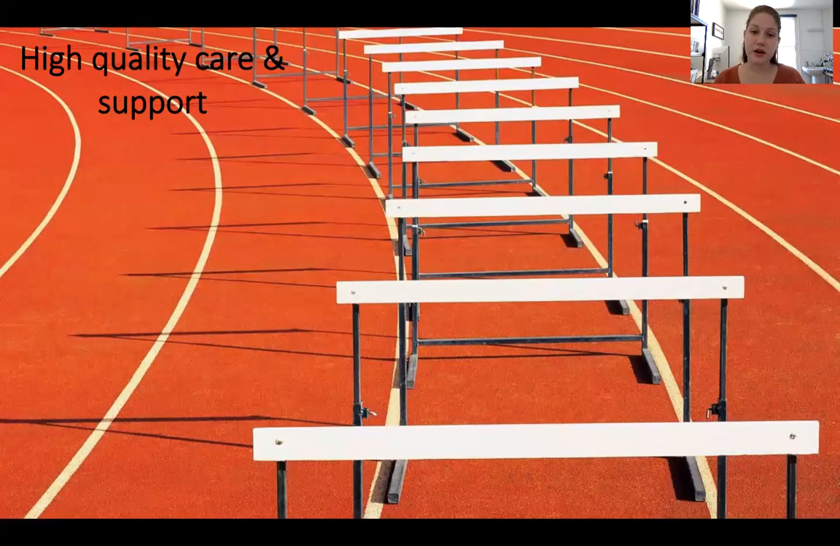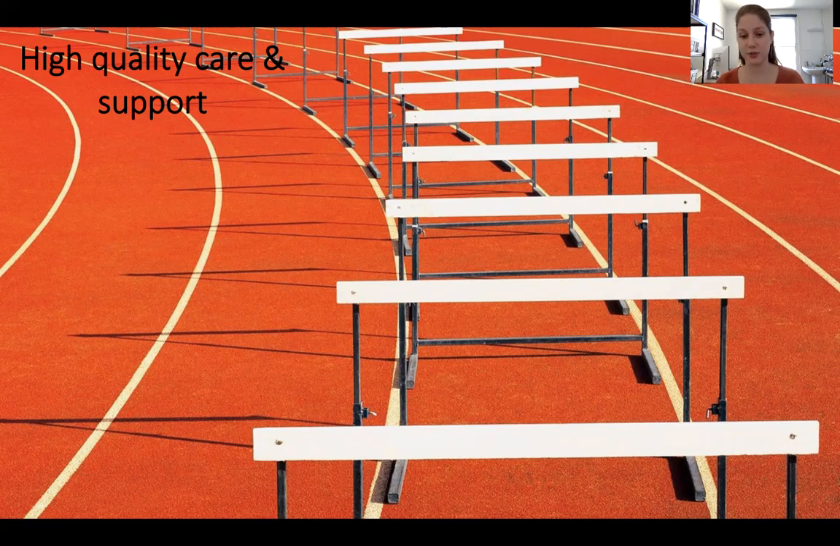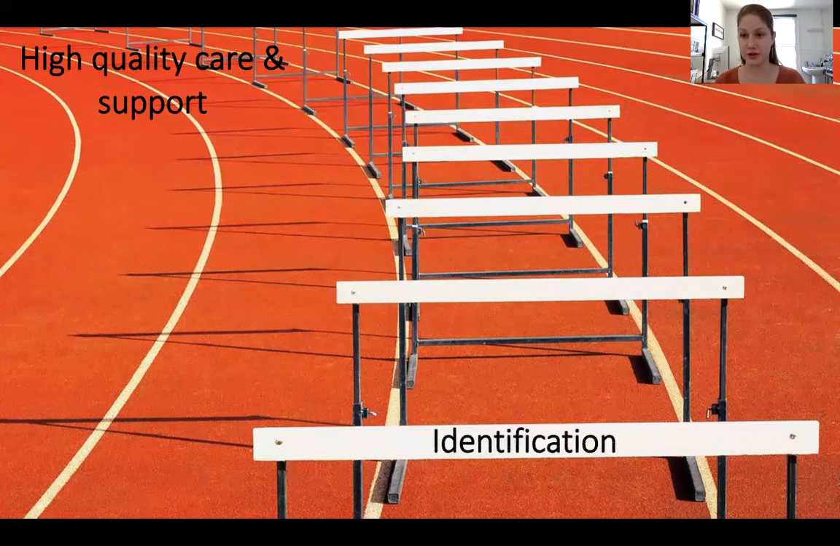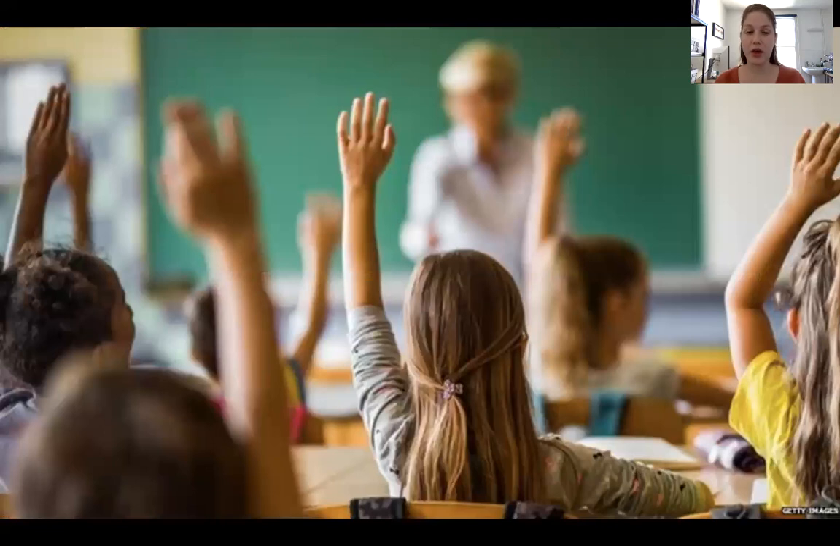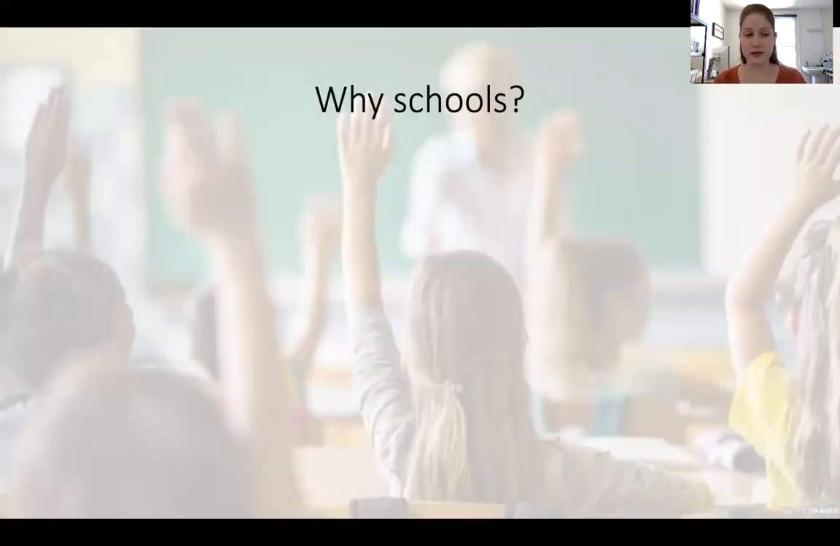So it's clear that there are a number of hurdles then in connecting children and young people with mental health difficulties to high quality care and support. But that first hurdle is actually identification, because if we don't know which children are struggling with their mental health, there's no way we'll be able to connect them with care and support. And so our team wanted to come up with a way to improve identification of mental health difficulties. And we thought to do this in the school setting for a number of reasons.